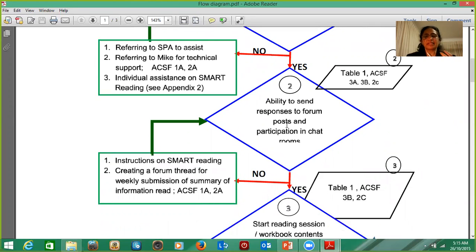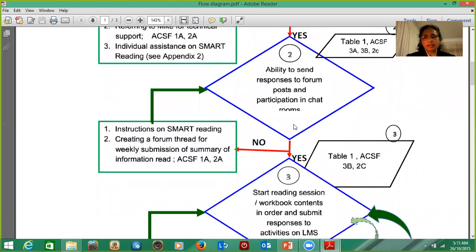And once the first step is done, the next step is the ability to start engaging with the material and engaging with the lecturer or the facilitator. So to do that, they have to send forum notices, forum posts, chat rooms, emails. So that's the next step related to learning material. So then if that cannot be done, again identify two stages, yes and no.